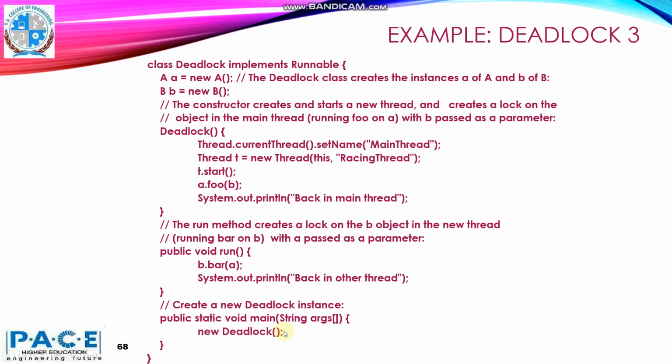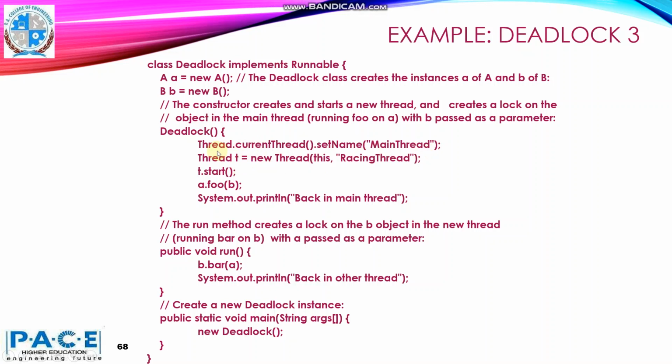So when we create the instance of the Deadlock class, basically the control goes to the constructor. The constructor is invoked. In the main method, which thread is executing? We know that in the main method, the main thread is executing. So the main thread is trying to create an instance of the Deadlock class, invoking its constructor. We are getting the current thread and setting the name to main thread, because the main thread will invoke this.